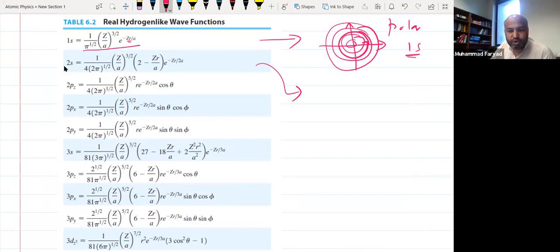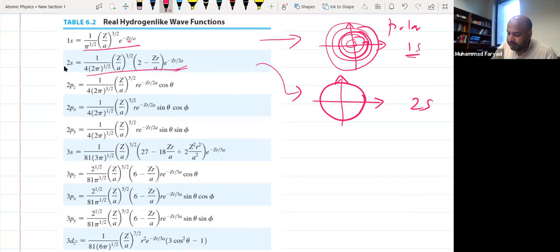The same is the case with 2s, but a little bit more complicated now. This is still independent of theta and phi. So it means my contour maps and my polar plots will not be functions of theta and phi. So for 2s, if I draw its polar plot, I will get a circle, because when I make r fixed, you remember for a polar plot r is fixed at one value. So if r is fixed, it's now independent of theta and phi, and I get a circle.